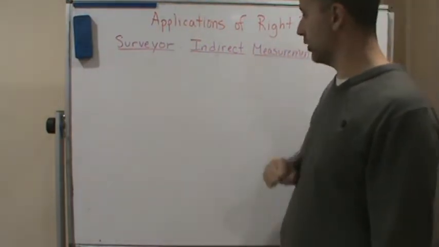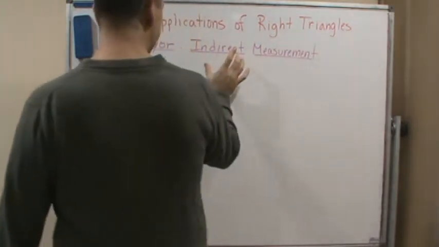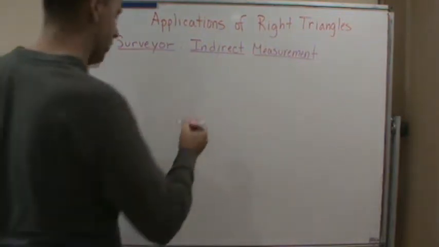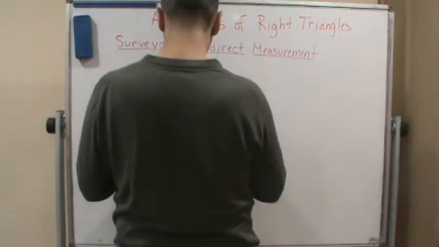Okay, so in this one we're going to talk about a surveyor and indirect measurement. Again, I'm going to read the problem and then we'll set it up. It says, using lasers, a surveyor makes the measurements shown in the figure. I'll draw the figure on the board, so I'm going to draw this picture over here.